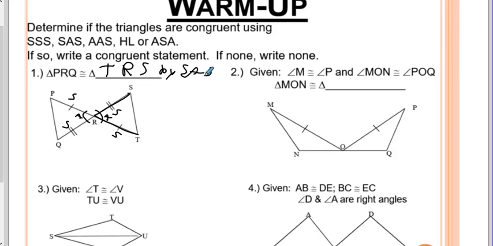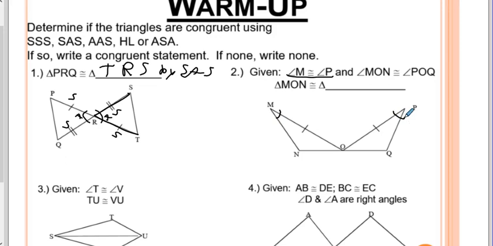Now, number 2, there's some work to be done. On the previous assessment, you had problems like this, and some people did not seem to know what to do. You have to do something. Yes, you're given one side mark. Obviously, that's not going to be enough to prove these congruent. But you were given information. It says angle M is congruent to angle P. So you go in and you mark angle M and angle P congruent.